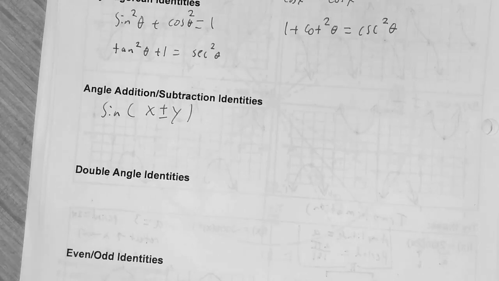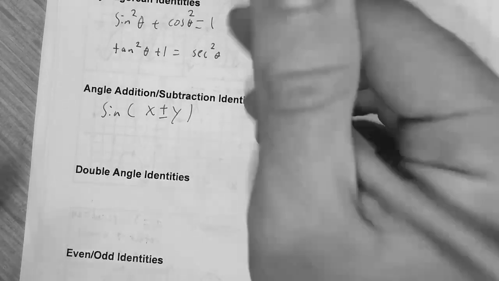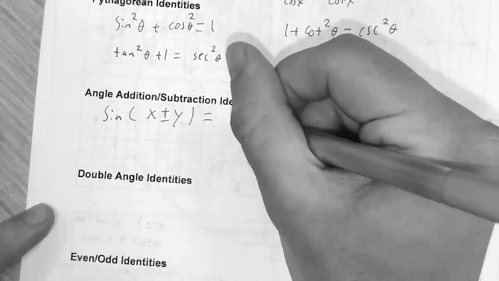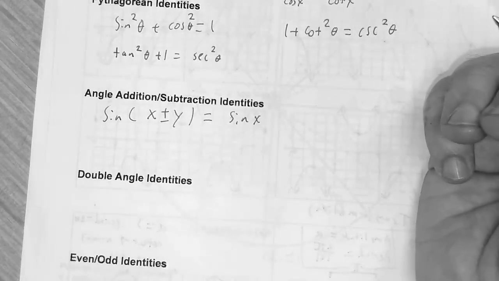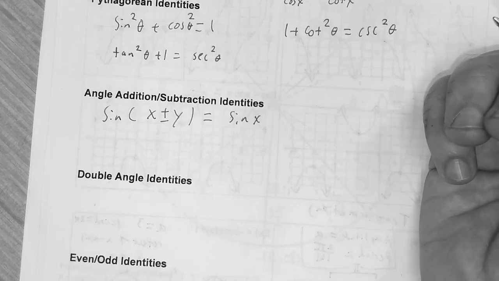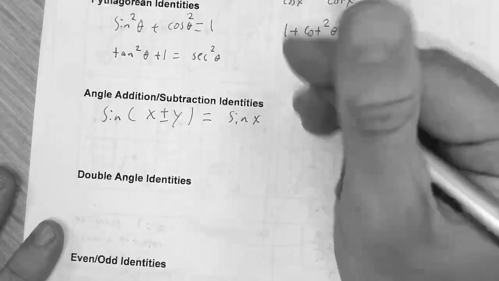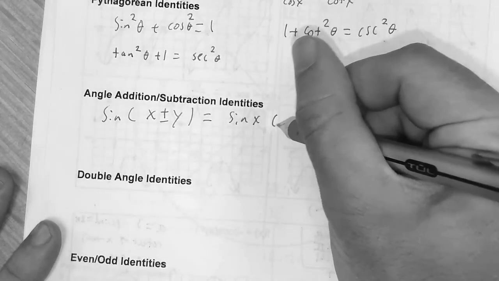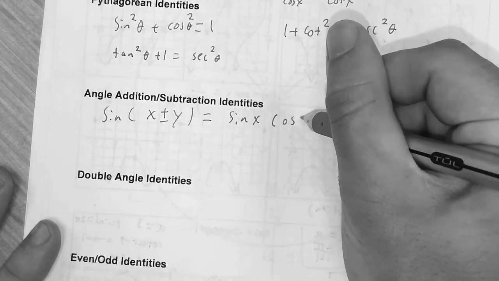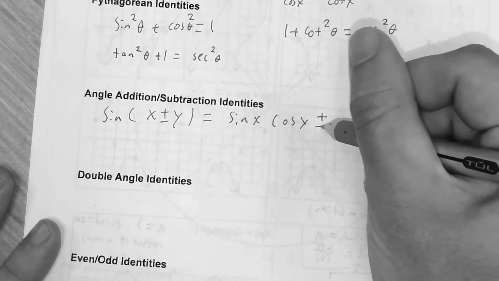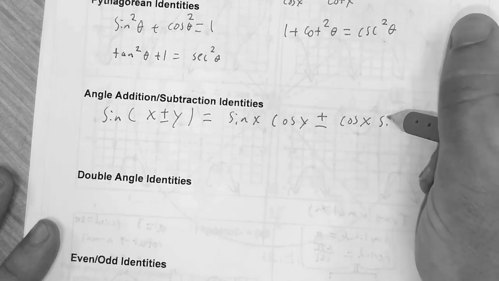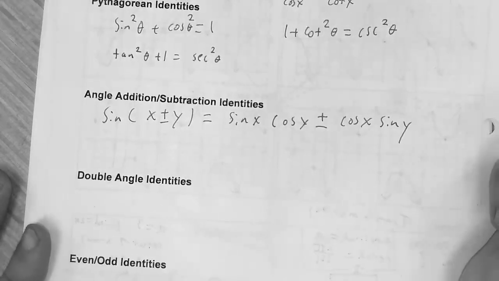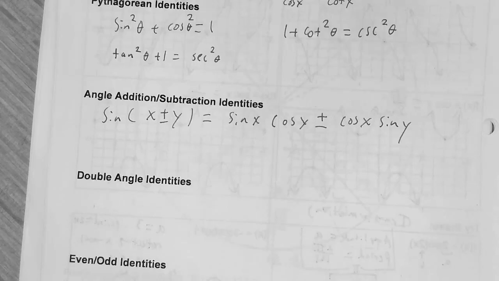So we have sine of x plus or minus y equals what? Sine x cosine y, plus or minus cosine x sine y. It's plus or minus, not minus. You guys are thinking about the other one.